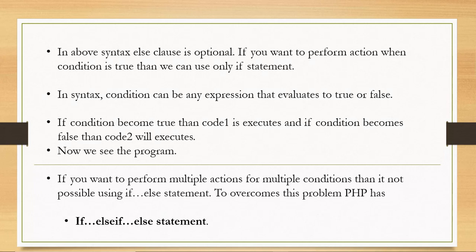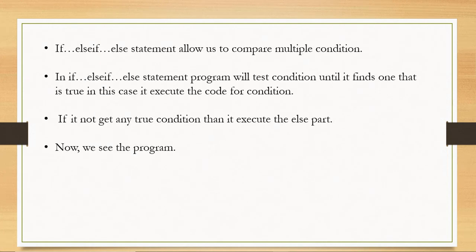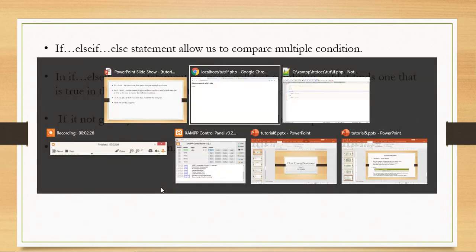Sometimes we want to perform multiple actions for multiple conditions. Then it's not possible using the if-else statement. To overcome this problem, PHP has the if-elseif-else statement. The syntax of the if-elseif-else statement is available here. It allows us to compare multiple conditions. In this statement, the program will test conditions until it finds one that is true. In this case, it executes the code for that condition. If it does not get any true condition, then it executes the else part. Now we see the program of this statement.